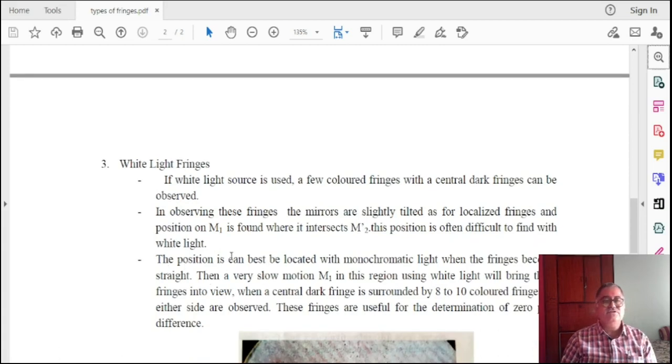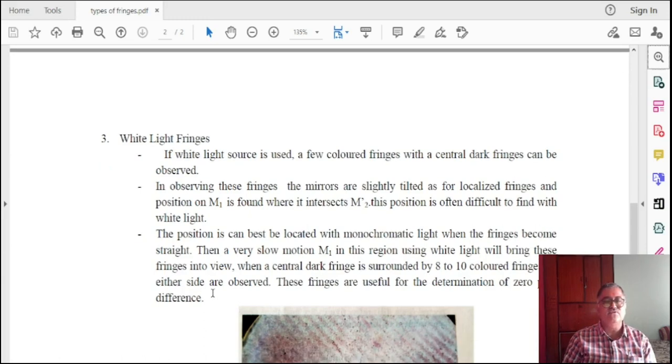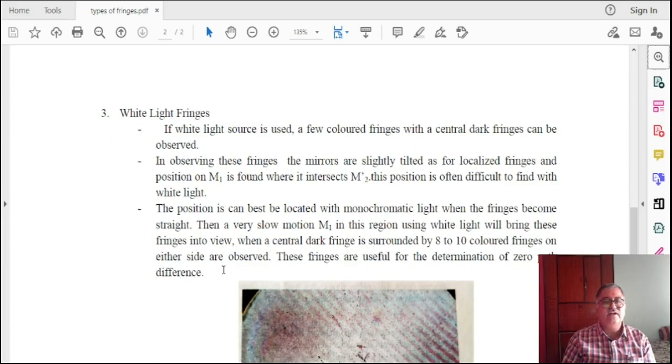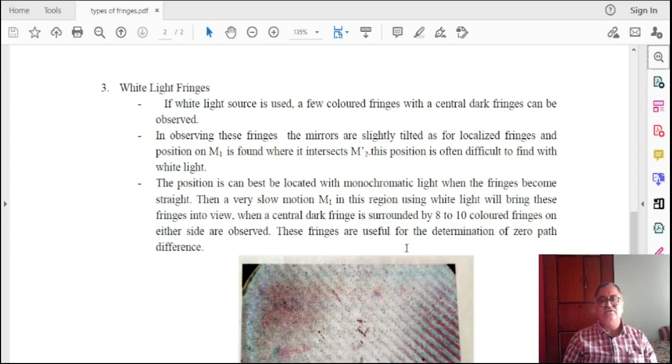The position can best be located with monochromatic light when the fringes become straight. Then a very slow motion of M1 in this region using white light will bring these fringes into view. A central dark fringe is surrounded by 8 to 10 colored fringes on either side. These fringes are useful for the determination of zero path difference.